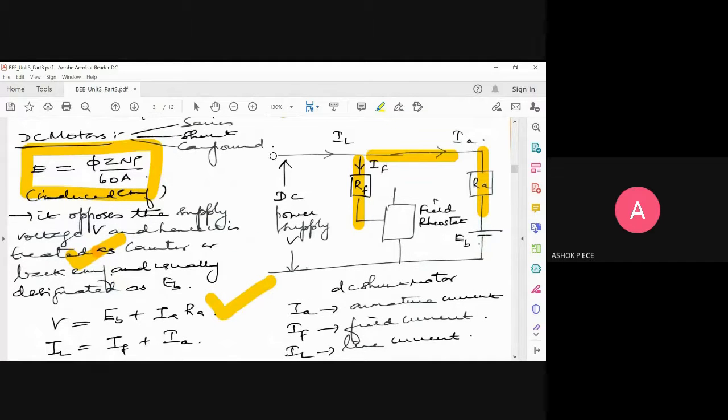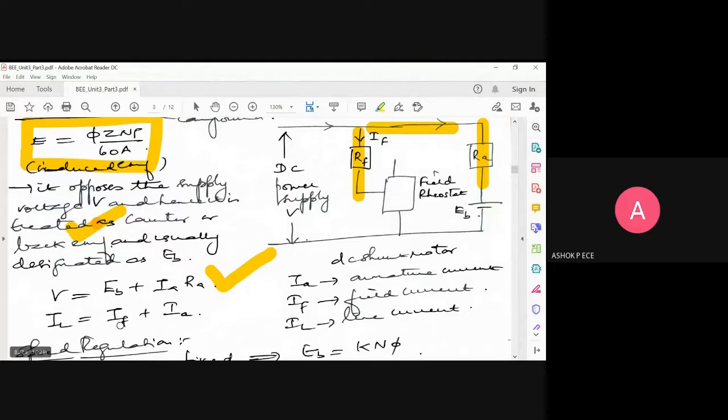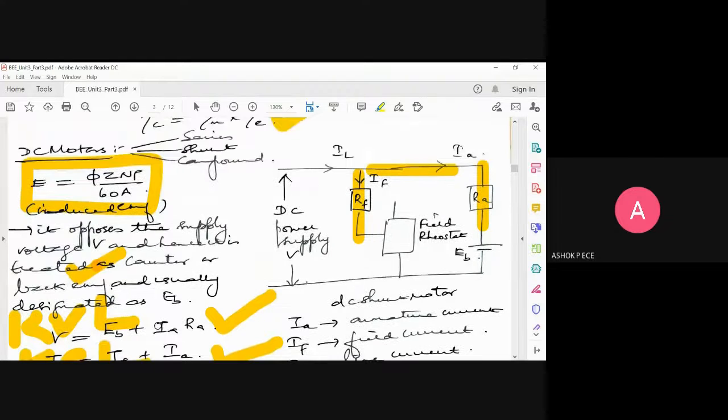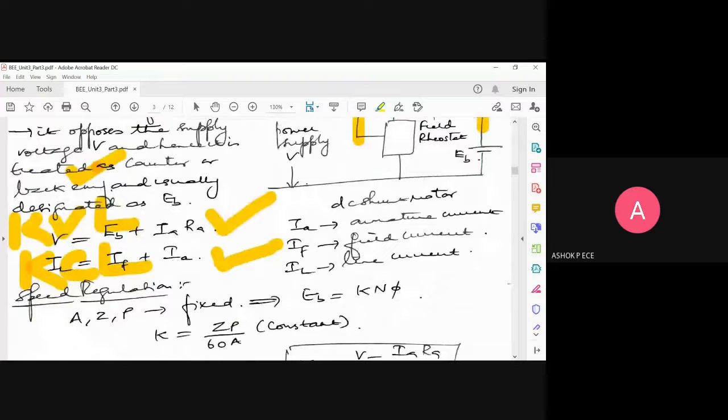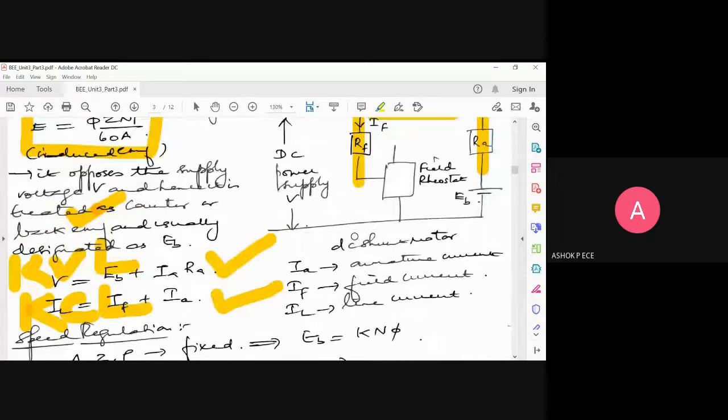Here you see the total current is splitting into field winding and armature winding. So I can write IL equal to IF plus IA. The first comes from your KVL, and the second equation comes from your KCL. So total line current IL will be equal to field current plus armature current. Okay. I hope this is clear.